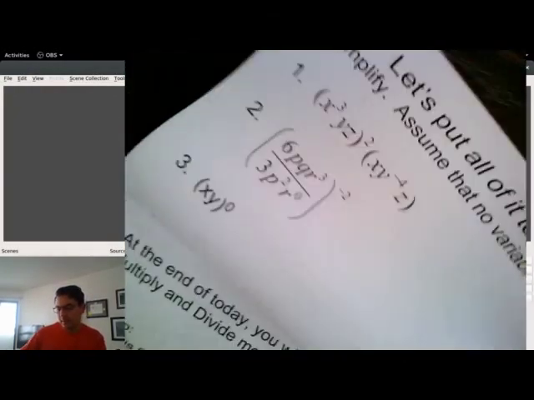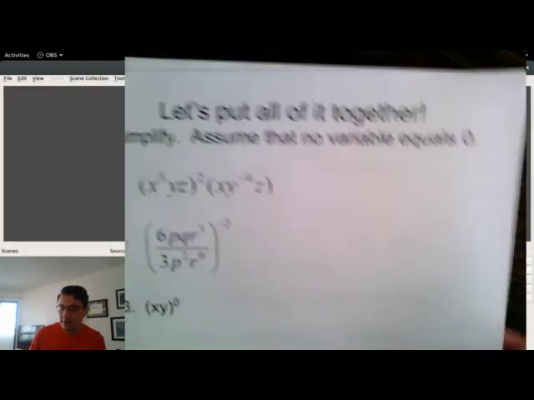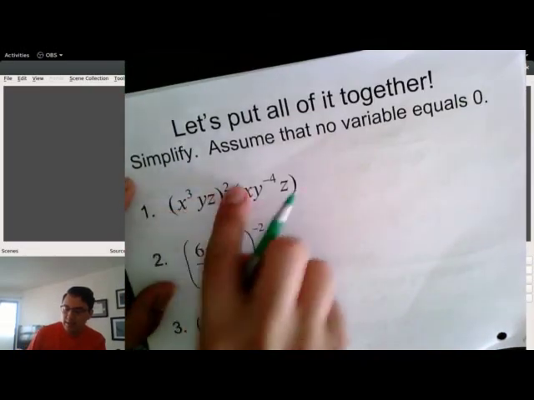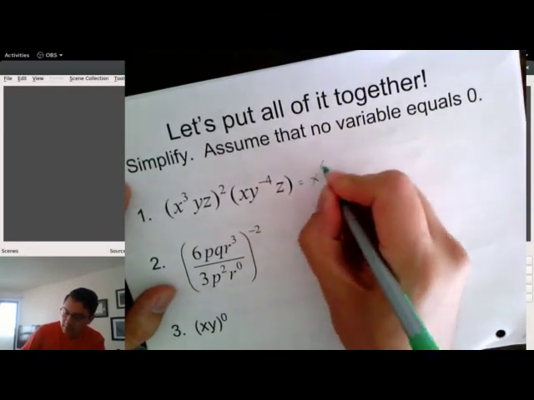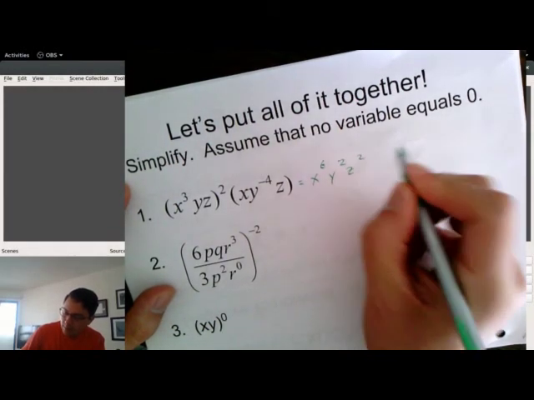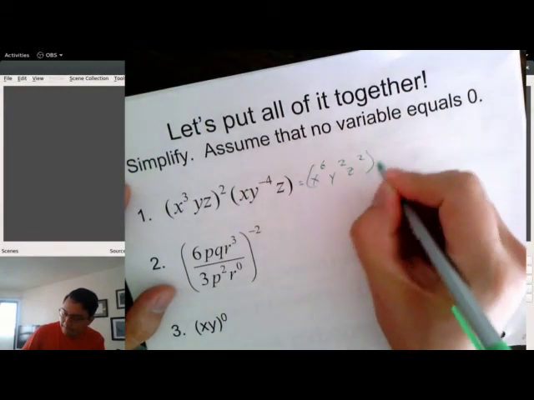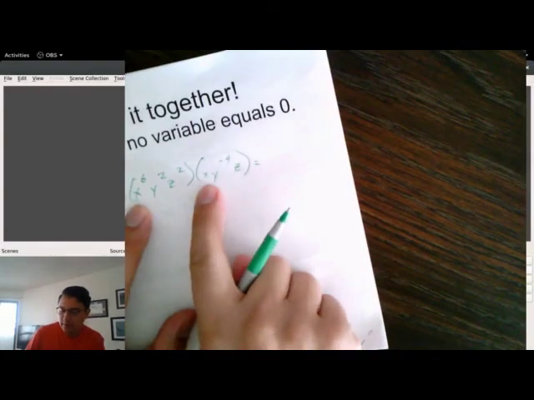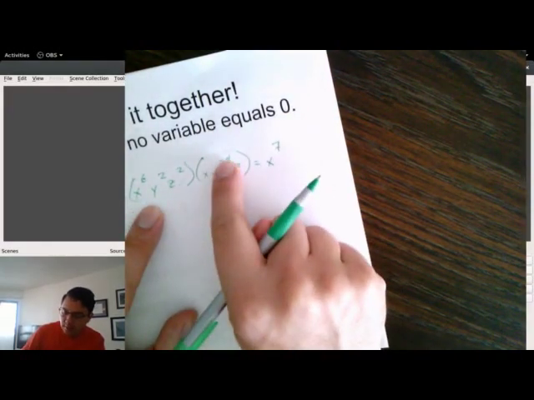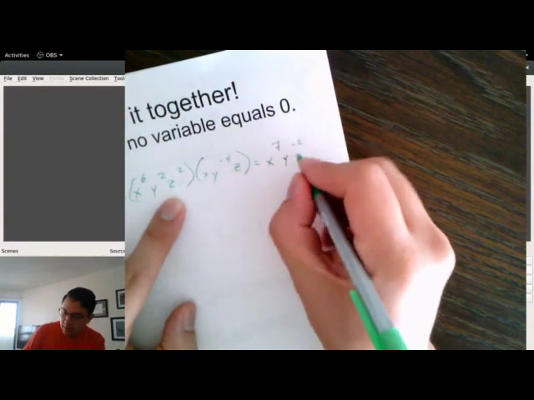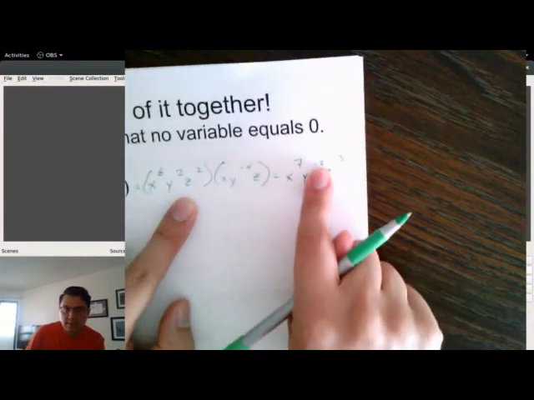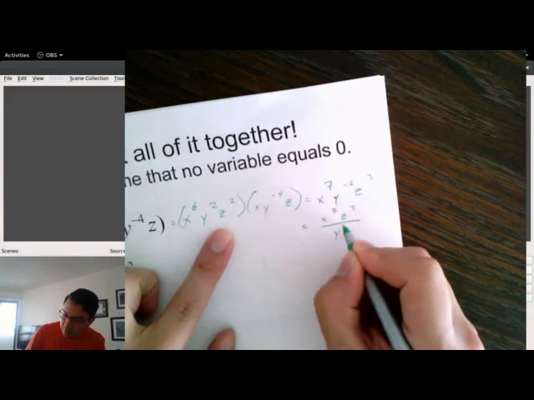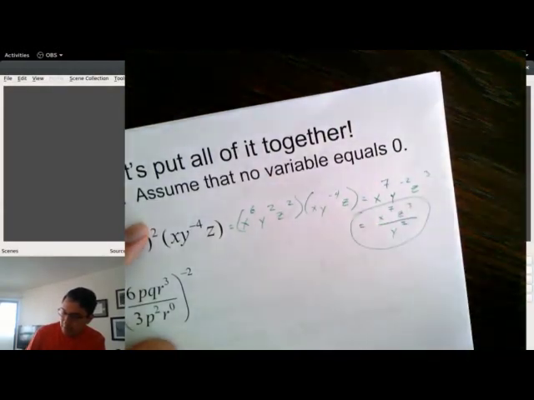Okay, let's see here. We have a last page. We have some last problems here. These will be our last examples that we do, so we'll string everything together. Let's apply this exponent first. So this will be the same thing as x to the 6th, y squared, z squared, times x, y to the negative 4, z. Add everything together. X to the 6th times x will be x to the 7th. Y squared times this, that's y to the negative 2. And then z cubed. We always get rid of negative exponents. So this will be x to the 7th, z cubed, all over y squared. Okay? So that is that one.